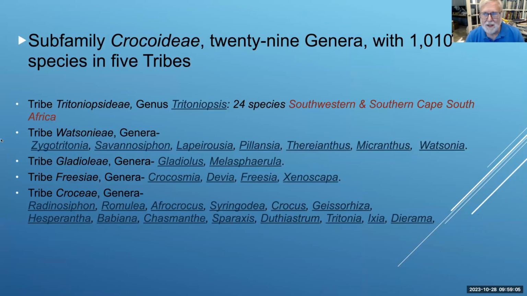Now, this is one of the big subfamilies, the Crocoideae. We all know crocus. And if you think about it, these are all sort of crocus-like, more or less, but there's some that look a little bit more like gladiolus, which is also in this group. So I'm not sure how you could generalize to sort of pick them out, but there's over 1,000 species, and we're going to go through a few tribes. Some of these I have never seen myself, like Tritoniopsis. Let's go to the next slide.